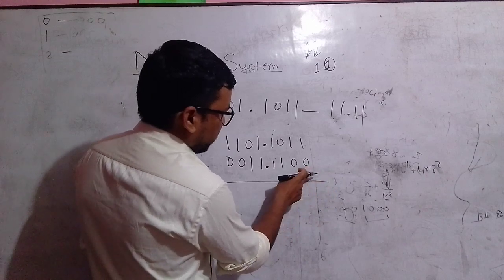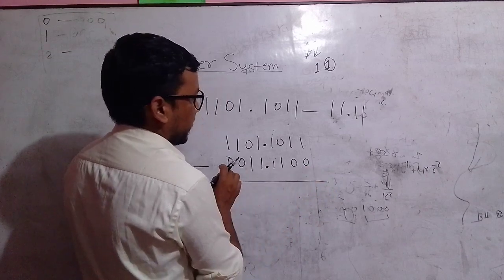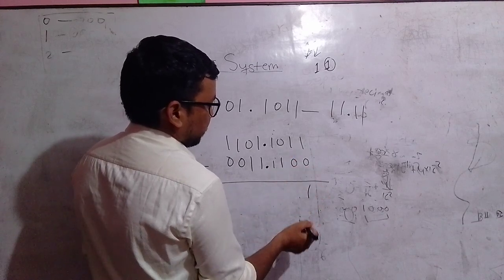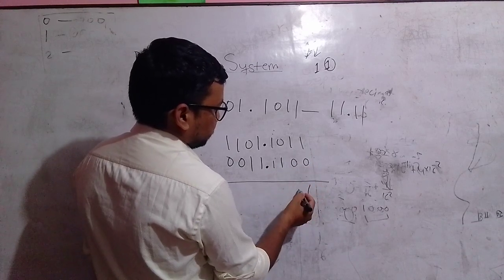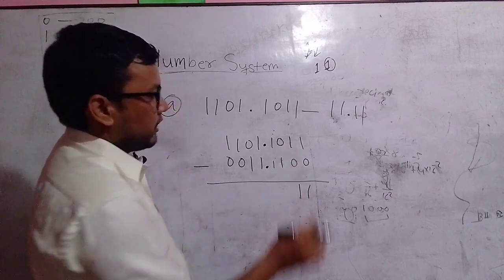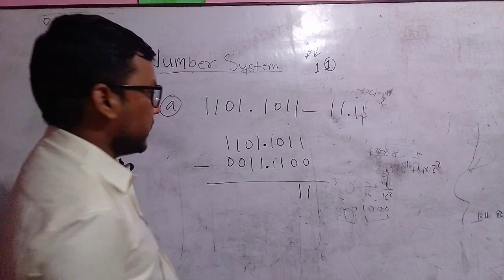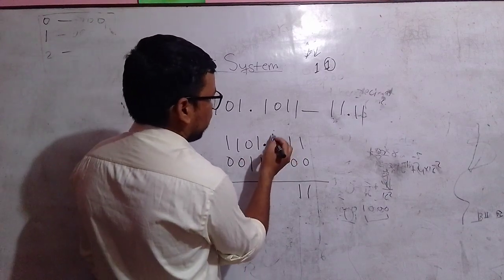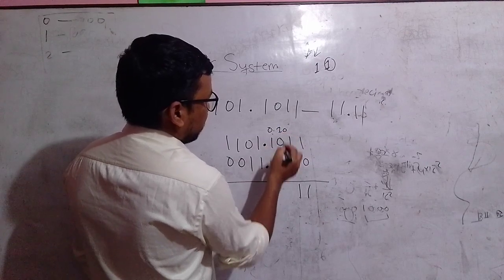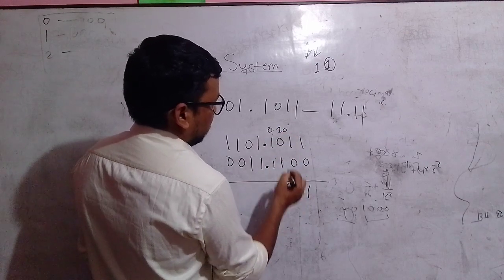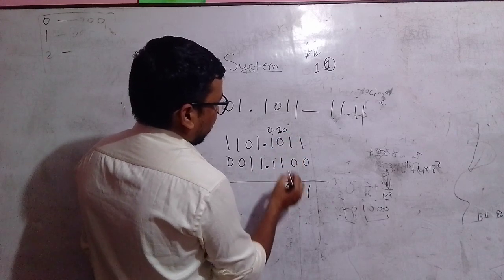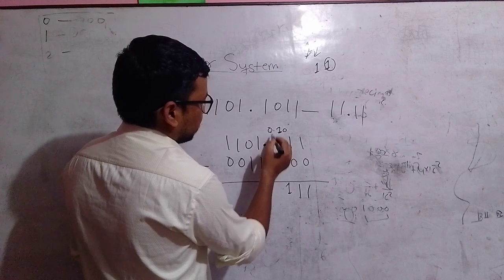We need to begin from the right-hand side and move to the left, one by one. 1 minus 0, 1. 1 minus 0, 1. 0 minus 1, not possible, so it takes one borrow from its left-hand side and becomes 10, and the left digit becomes 0. 10 minus 1, 1. 1 0 minus 1, 1. And 0 stays 0.